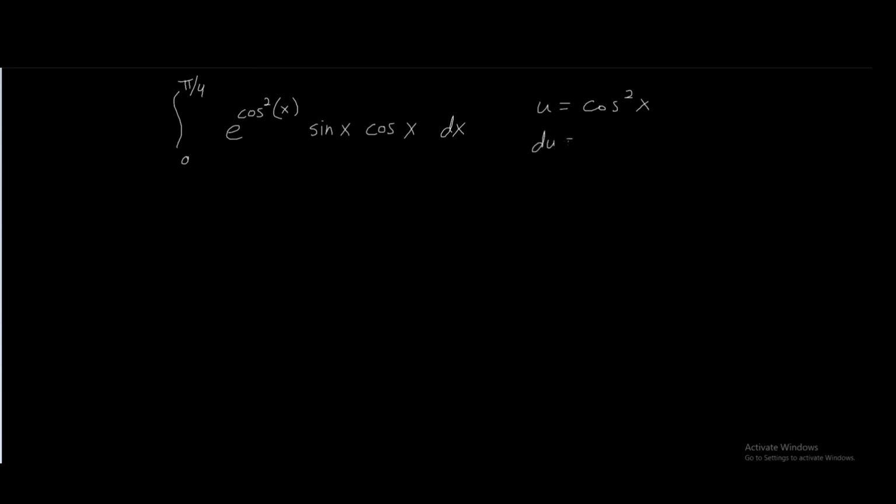And then du, if we use the chain rule on this, we get -2 sine of x cosine x dx. And then of course we just want that sine of x, cosine of x part. So if we multiply both sides by -1/2, we get -1/2 du is equal to sine of x cosine of x. Okay, and so this is what we're going to use.